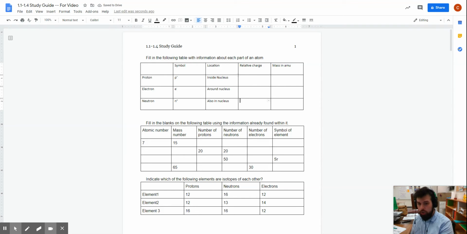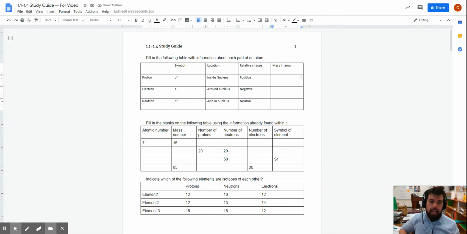There we go. Relative charge. Remember, protons are positive. That's why the little symbol has a little positive next to it. So positive. Electrons are negative. That's why the symbol has a little negative sign. Negative. And then neutrons are neutral, which is why we have a little zero next to those.